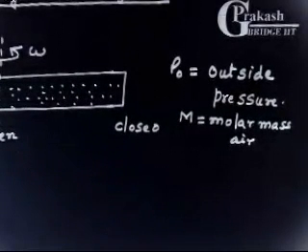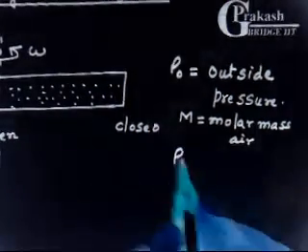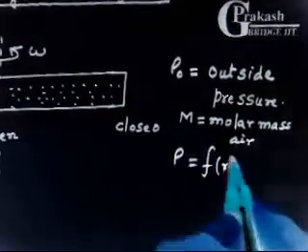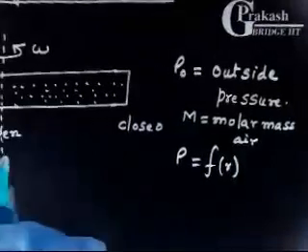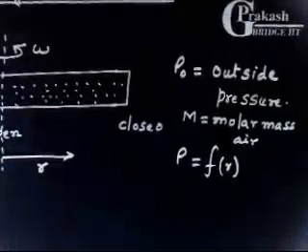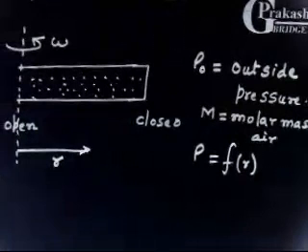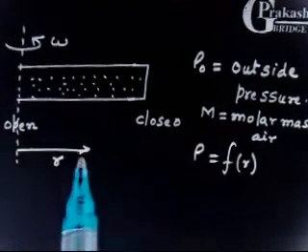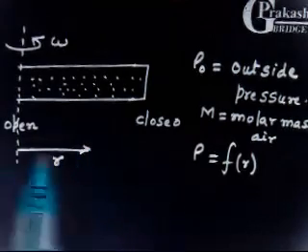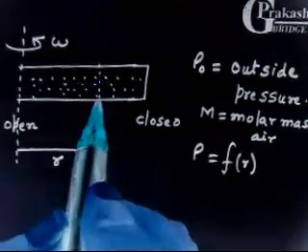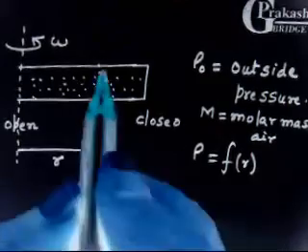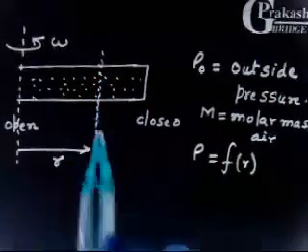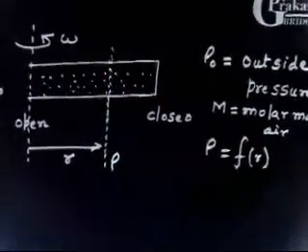Find the air pressure as a function of distance r from the rotation axis. So we have to find pressure as a function of r, and r is measured from the rotation axis. So this distance r. My target is, if the distance from the rotation axis is r, what is the pressure at this point on this line?